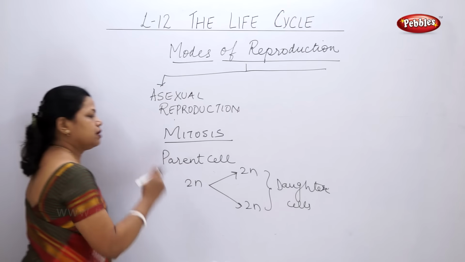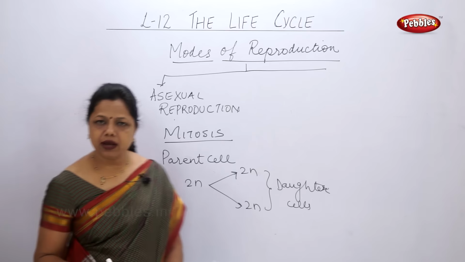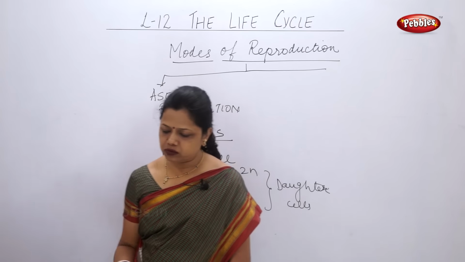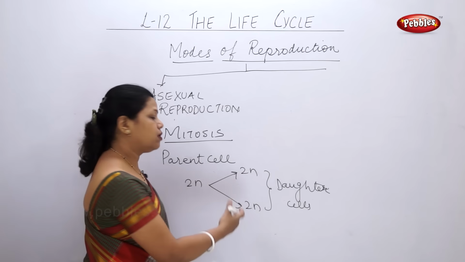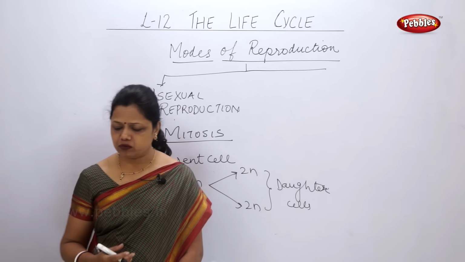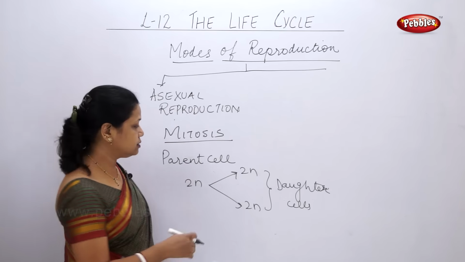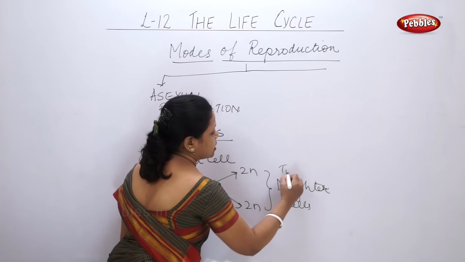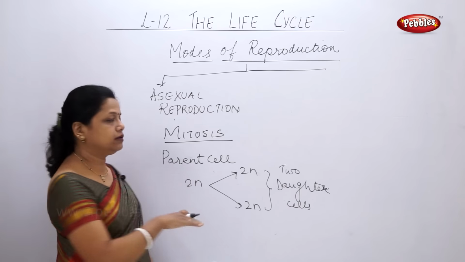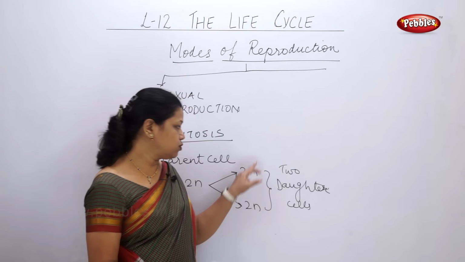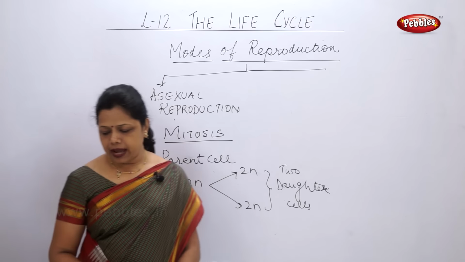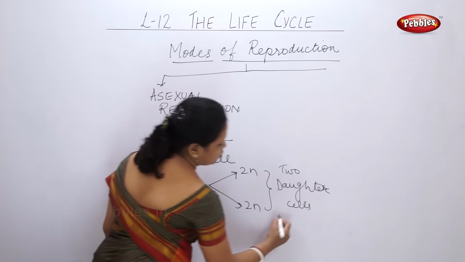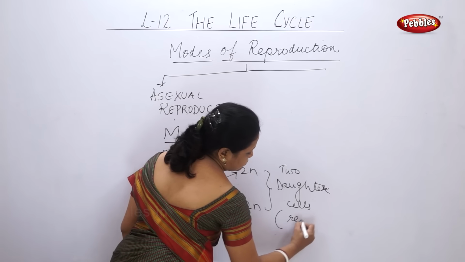In mitosis, one parent cell is involved having 2n number of chromosomes, and it divides giving both the cells 2n number of chromosomes, and therefore these are called daughter cells. I can say one parent divides into 2. This one again divides into 2, so it goes on dividing into 2, and it restores the original chromosome number.